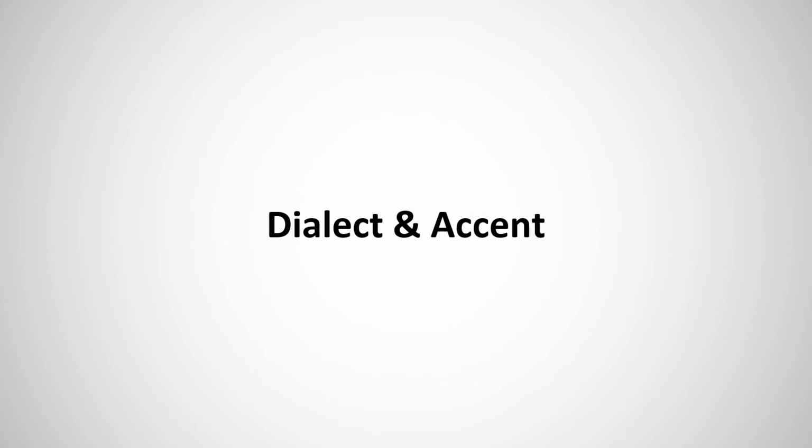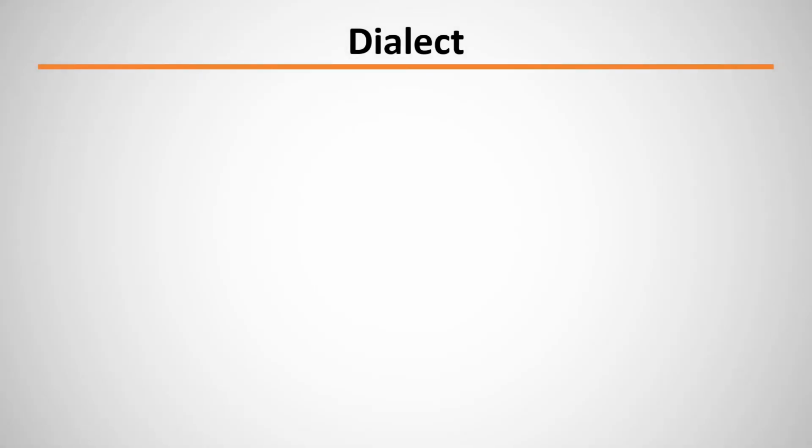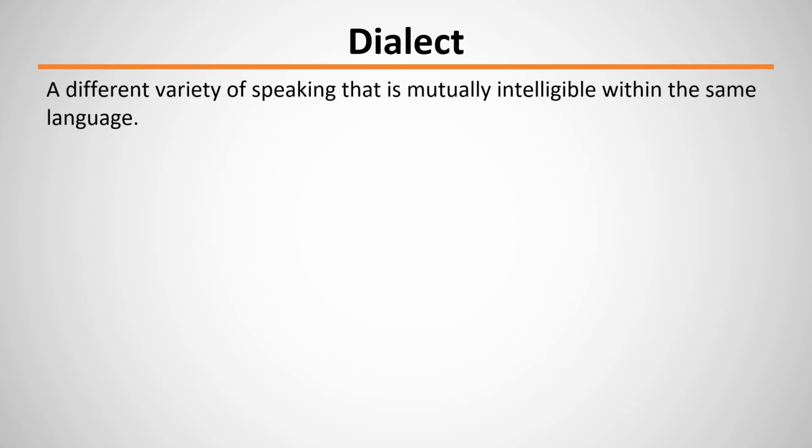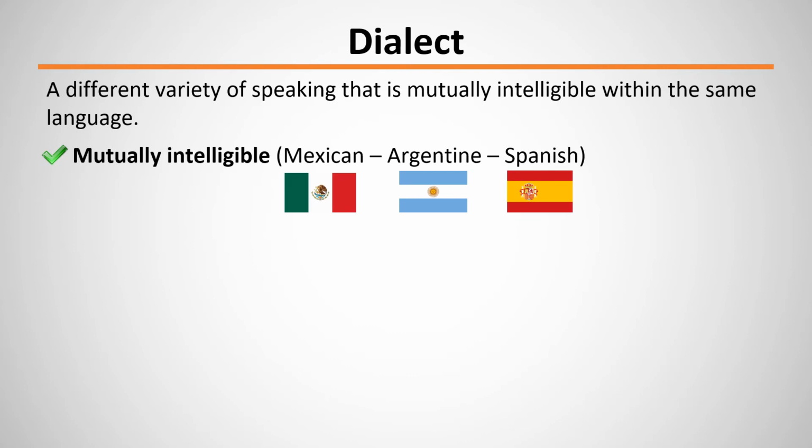Accent versus dialect. When we speak about dialect, we are talking about a different variety of speaking that is mutually intelligible within the same language. The property of a dialect is that it is mutually intelligible. For example, if a Mexican speaks with an Argentine and an Argentine speaks with someone from Spain, they can all understand each other. Even if they use different words or slang or expressions, they can still understand each other.